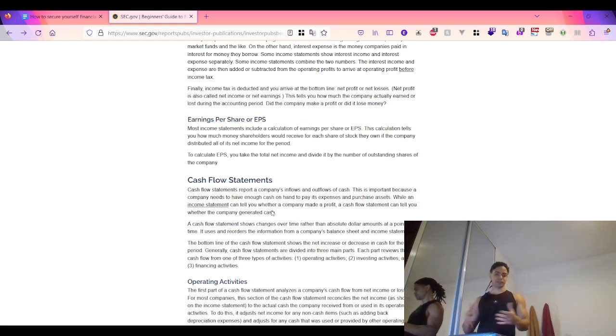I'm going to recap this. The operating activities, which is the first part of the cash flow statement, review and analyze the net income from the income statement and reconcile it with the total amount of cash that was used or received from operating activities.